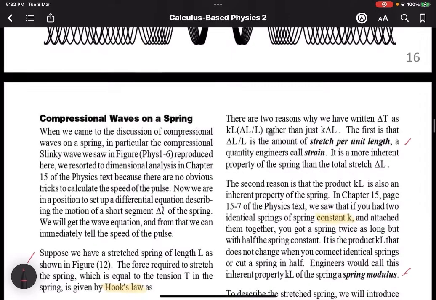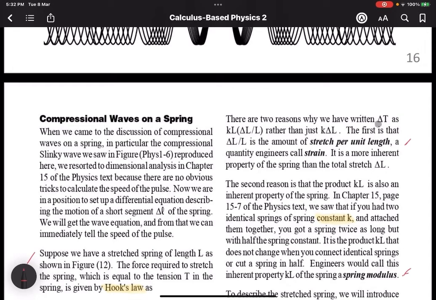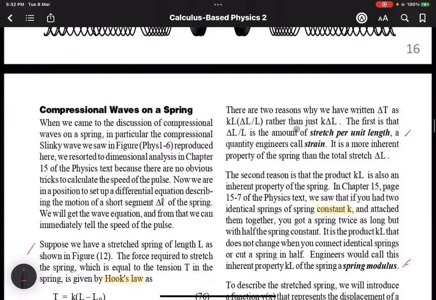Okay? There are two reasons why we have written change in T as KL times the change in L over L. The first is that change in L over L is the amount of stretch per unit length, a quantity engineers call strain, no? Ito yung tinatawag nating strain. Kapareho din siya ni strain, no?